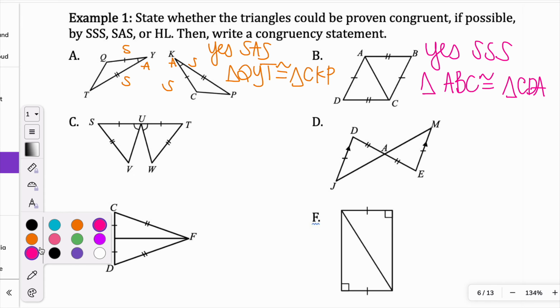So again, matching those corresponding angles and sides. For letter C, this one's going to be no, because we're seeing side, side, and then angle, and we need side, angle, side, or side, side, side. So keep that in mind. That one cannot be a reason.